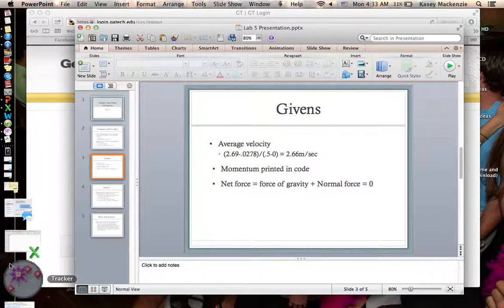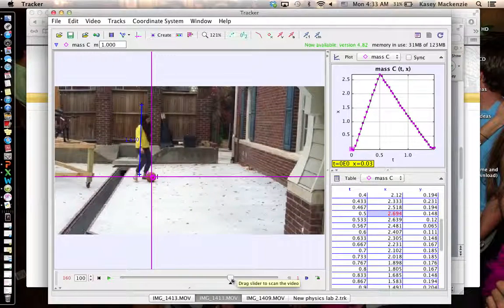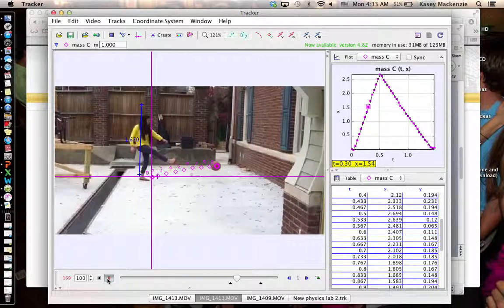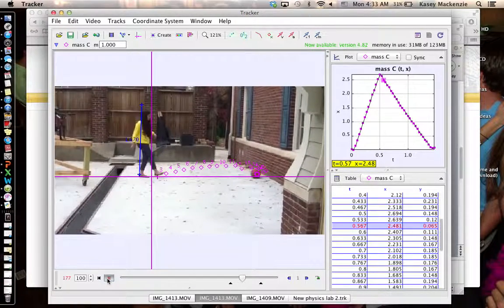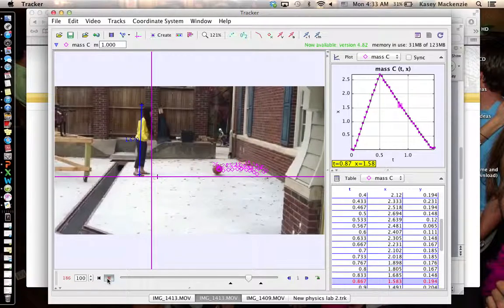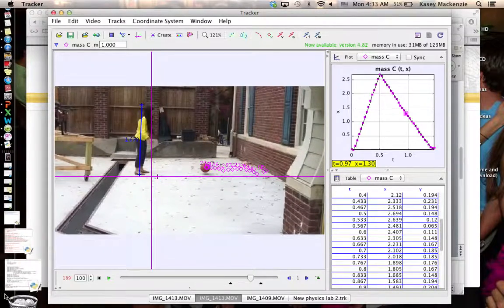Here's the video that I filmed on Tracker. I set the origin equal to the ball, and the inelastic collision is right there as it hits the wall and then comes back. Here is my code.